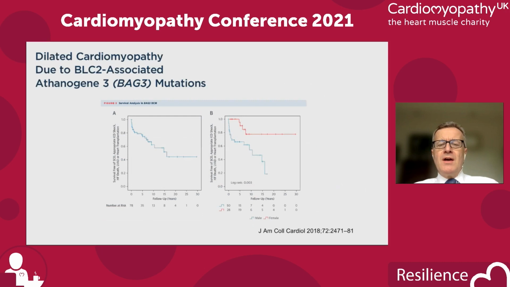And of course, it's not all about sudden death and ventricular arrhythmias, which is often the focus in cardiomyopathy. It's also about the risk of developing progressive heart failure. And for some genes, my old friend BAG3 that I showed you earlier, some people with mutation in this gene are at low risk of developing arrhythmic complications, but seem to be at much higher risk of developing heart failure complications despite treatment with conventional drugs.